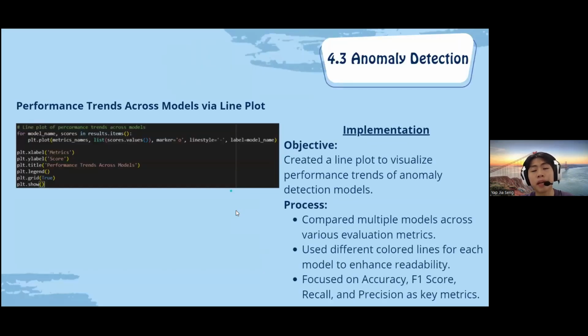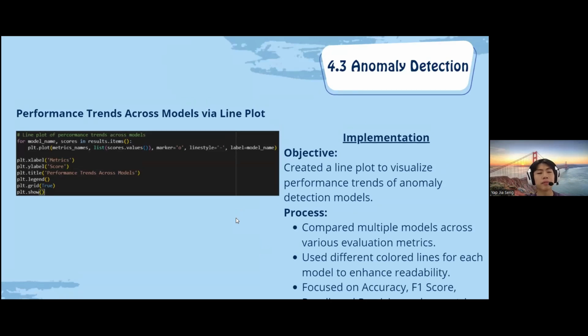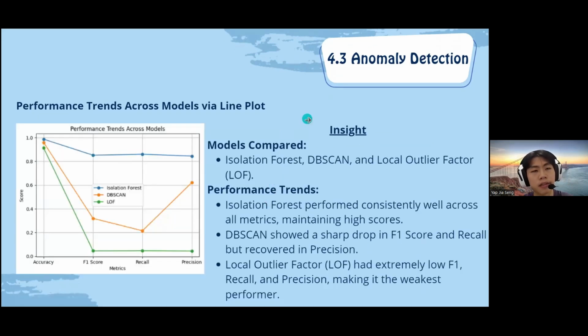And let's move to the third part, which is the anomaly detection part. To compare the different anomaly detection models, we created a line plot to show how performance changes across key metrics. We use a different color for each model, making it easier to differentiate trends. We focus on 4 main evaluation metrics, which are accuracy, F1 score, recall, and precision. And this is the result of our performance trend across models line plot.